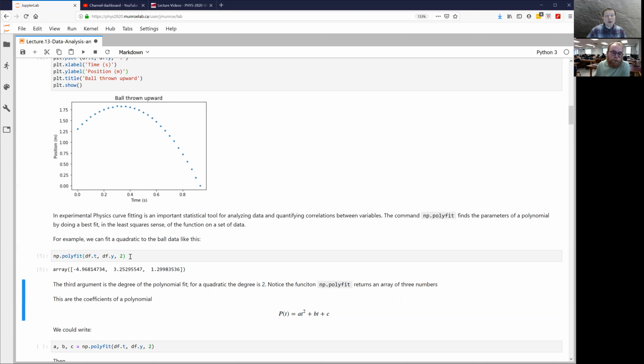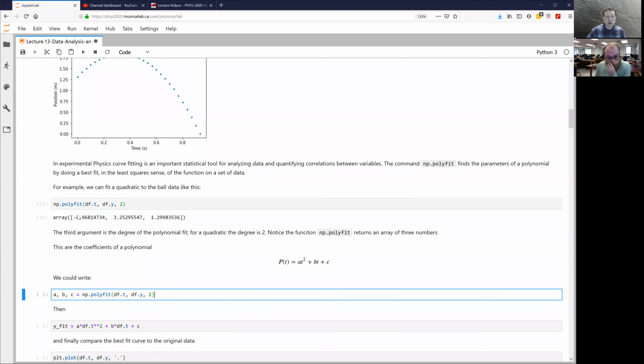What you can do is, rather than just printing them out, you can immediately unpack this array of three things, one thing, two things, three things, and store them directly into variables. So rather than having to do this function and then type this out, which is an opportunity to make a mistake, we can just write a comma b comma c equals polyfit of those two things. And by doing that, it's mapping each one of these three numbers to these three variables.